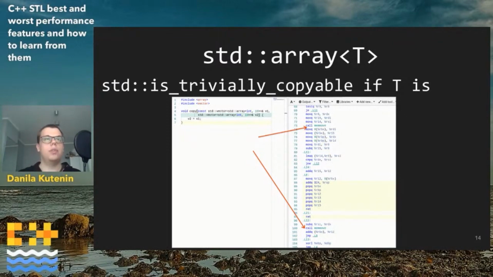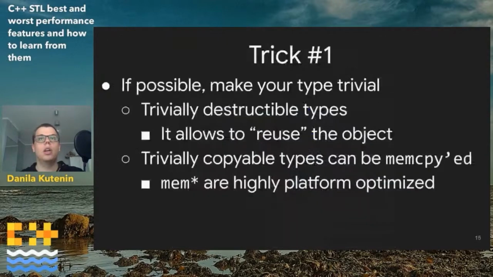So triviality is a very important part of the optimizations, and this leads us to trick number one. Try to make your type trivial. On the one hand, of course, there are lots of non-trivial types, but if you have some really low-level stuff, try to make it trivial, like in C.